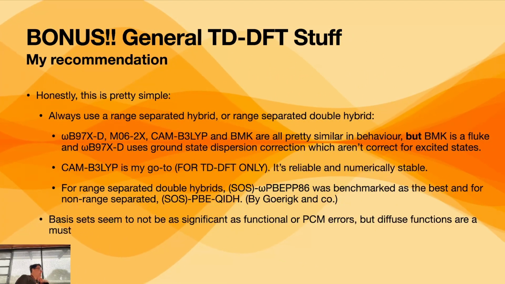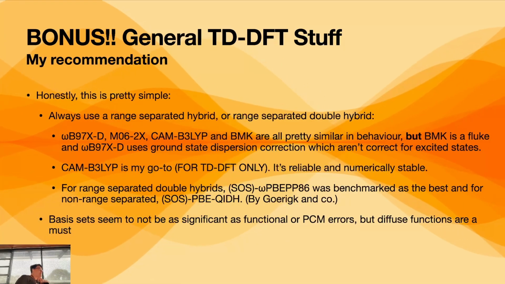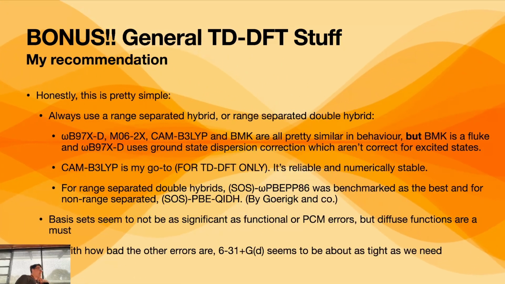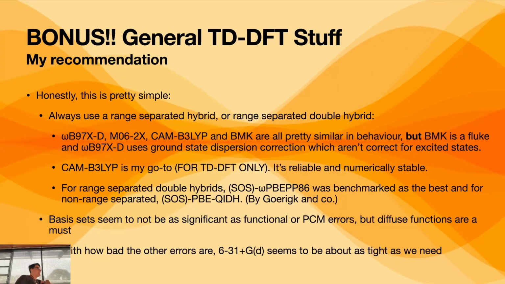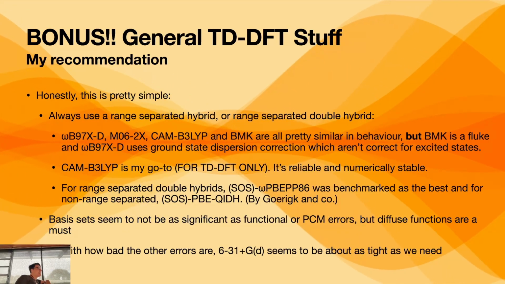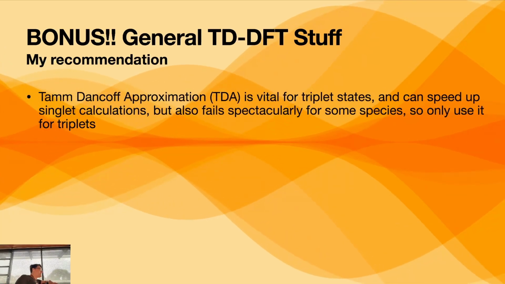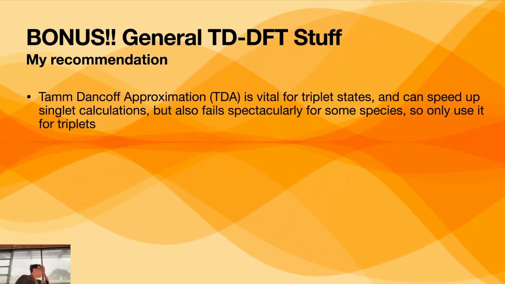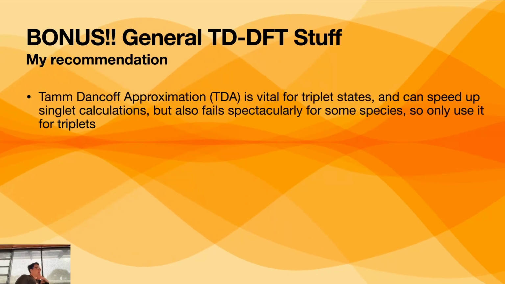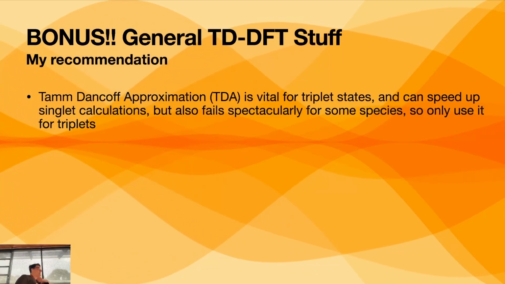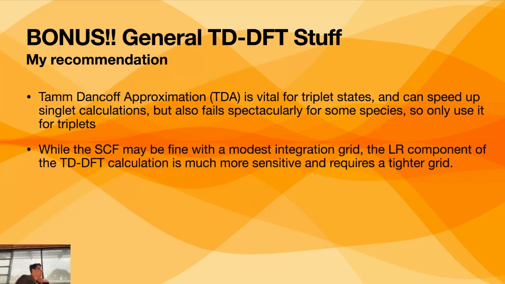Basis sets seem to be not particularly significant. Diffuse functions are always needed. With how bad other errors are, just use 6-31G*. It's about as tight as we need. TDA, vital for triplet states. This is ignoring the B component of that eigenvalue problem. Also fails spectacularly for some species, so only use it for triplets.